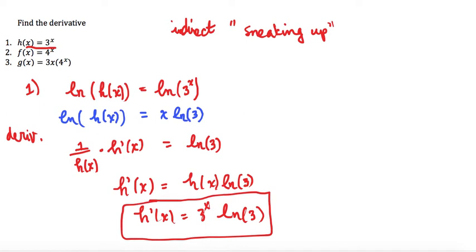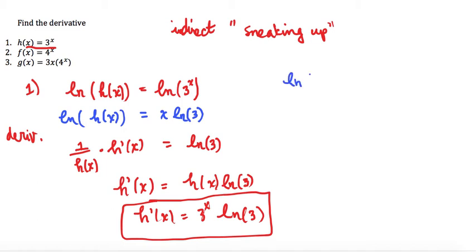And I hope you can see what I mean when I say sneaking up on the function. Right? Rather than taking the derivative directly, we do some extra work to it. And the derivative, h prime, comes out from using the chain rule. All right, so let's do another one here, number 2, and we can apply the same concept as before.